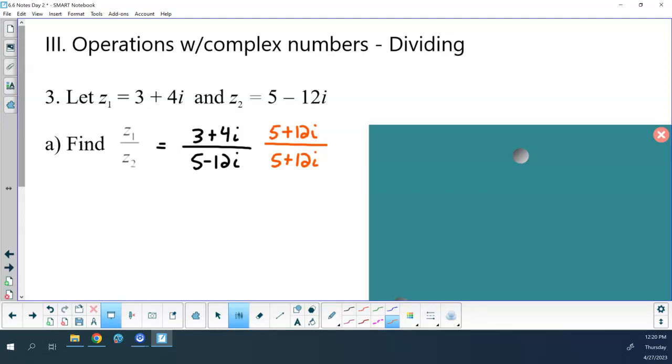So now we got a double distributive on top and on the bottom. Okay? So if I'm doing the top, I'll do the top in the green. 5 times 3 is 15. 3 times 12i is 36i. 4i times 5 is 20i. 4i times 12i is 48i squared.